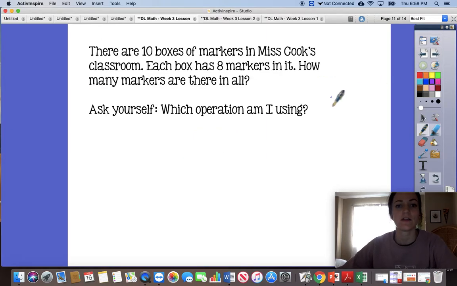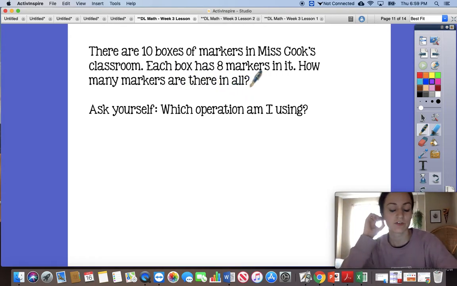There are 10 boxes of markers in Miss Cook's classroom. Each box has 8 markers in it. How many markers are there in all? So maybe draw a picture for this one if you need to, but I want you to pause the video and decide, am I adding, subtracting, multiplying, or dividing? And go ahead and find your answer.